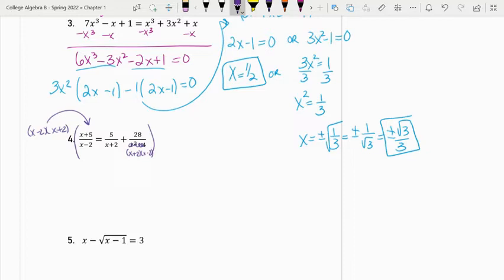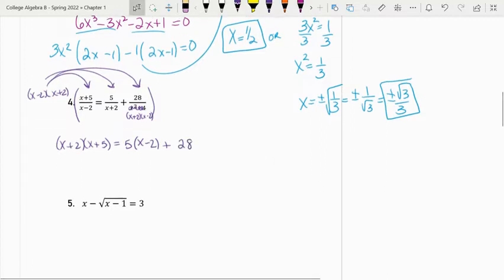So in the first one, we can see the x minus 2's go away. So you're left with x plus 2 times x plus 5 equals 5 times... the x plus 2's cross off, so I'm left with 5 and then x minus 2. And then when I multiply through the last one, the denominator goes away and I'm just left with 28.